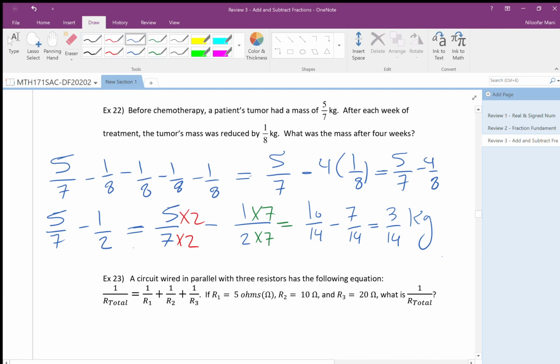Okay, I read the question once, I understand what's going on. This is the mass that I have. This is the amount each week. How many weeks? 4 weeks. So I need to subtract because it reduced. How many times? 4 times. So now I read it again and I just translate to math language and I do it. I pay attention to the unit, both kilogram, doesn't matter, and then I just do it mathematically. So I make this the same denominator, I multiply top and bottom with the same numbers, and then I would say after 4 weeks of treatment, the tumor is 3 over 14 kilogram.